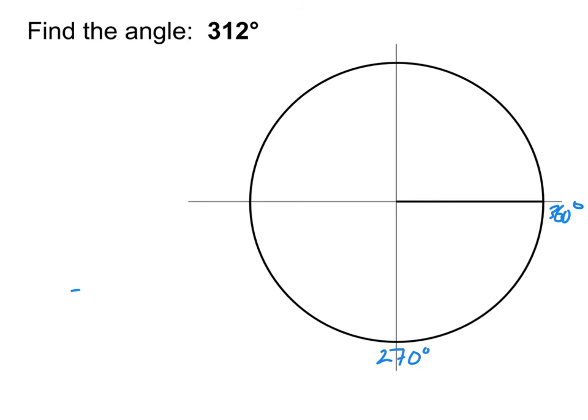So let's do 312 minus that 270. If I do that, I get 42 degrees. It's in the middle again. So it tells me it's 42 degrees further on from 270. So it's close to being in the middle, but not quite there. So we're going to put it right around there. We're estimating at the moment, but it should be right around there. That would be our total angle of 312 degrees.